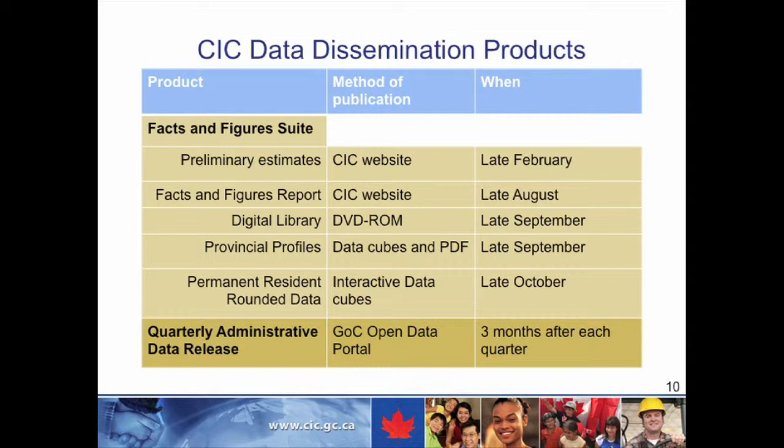There is a DVD-ROM digital library, which contains more or less the same information as facts and figures, and that's available on request. The provincial profiles are produced in late September, and that's just a different kind of cut of the data. And the permanent resident rounded data, interactive data cubes are produced in late October. And finally, every quarter of the year we post administrative data. This is something that's within the last year that our minister decided that he'd like to post data on the internet.